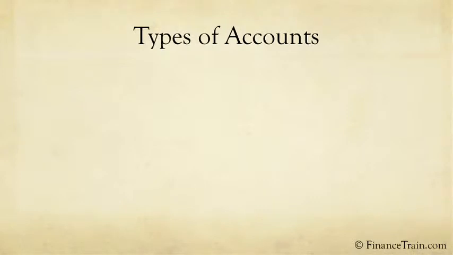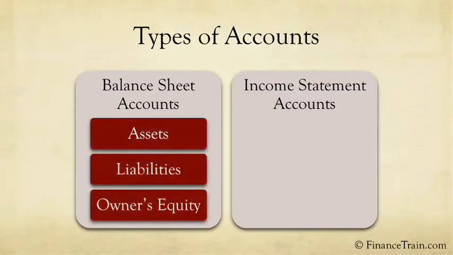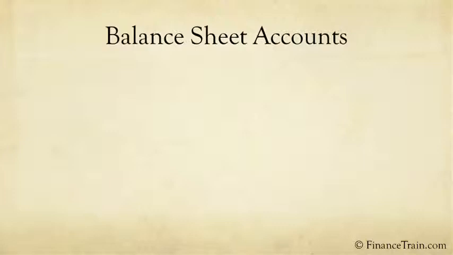We earlier learned that these accounts can be classified as balance sheet or income statement accounts. Under balance sheet accounts, the key accounts are assets, liabilities, and owner's equity. Under income statement accounts, the key accounts are revenue and gains and expenses and losses. Within each of these accounts, there will be several accounts for different items such as cash, inventory, machinery, etc. Let's take a brief look at these accounts.